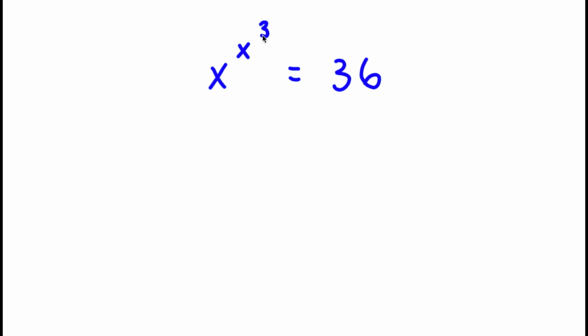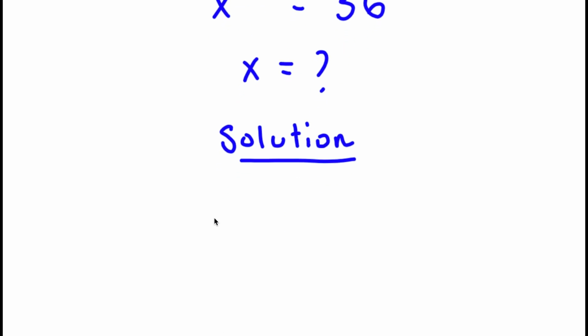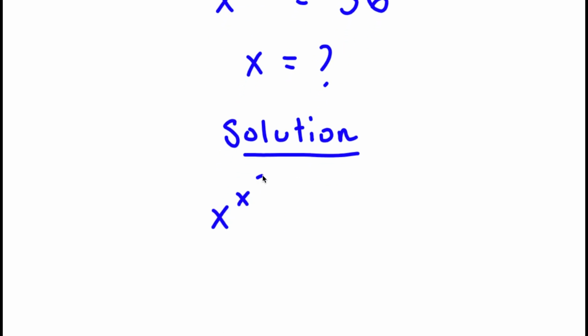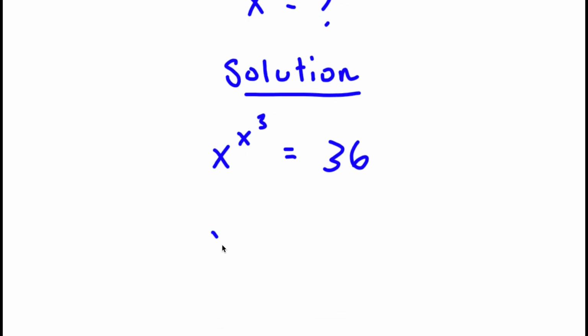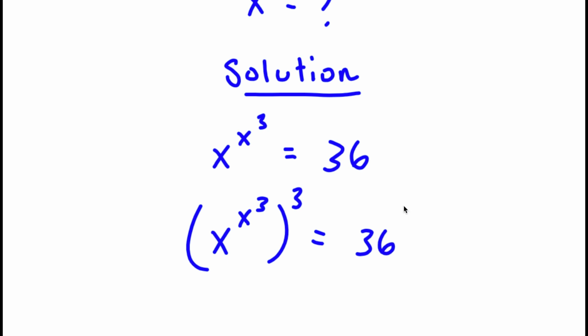Alright, so in this problem, I have x to the power of x to the power of 3 is equal to 36. So I want to find the value of x here. So for my solution, first start with x to the power of x to the power of 3 is equal to 36. Now, I'm going to take the power of 3 on both sides. So now I have x to the power of x to the power of 3 to the power of 3 is equal to 36 to the power of 3.